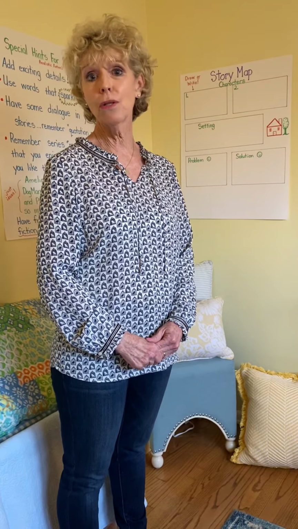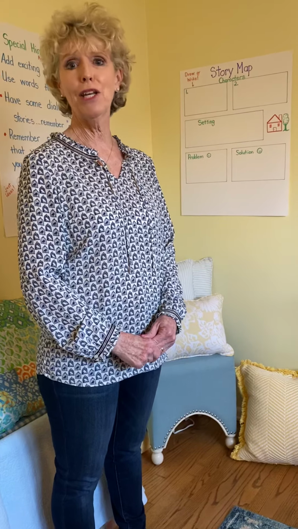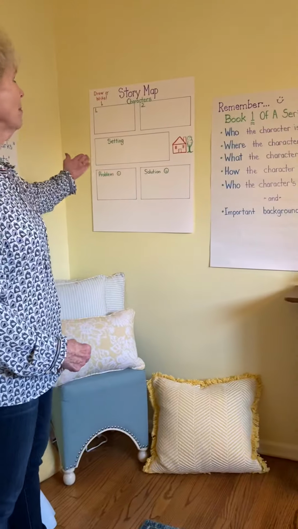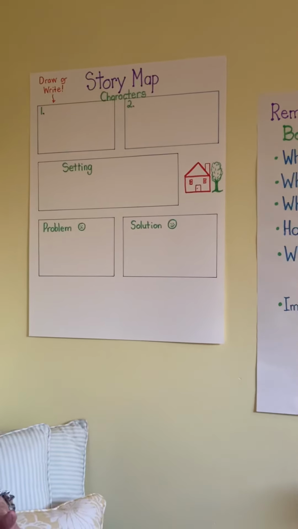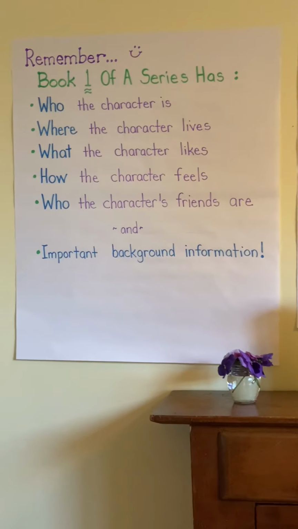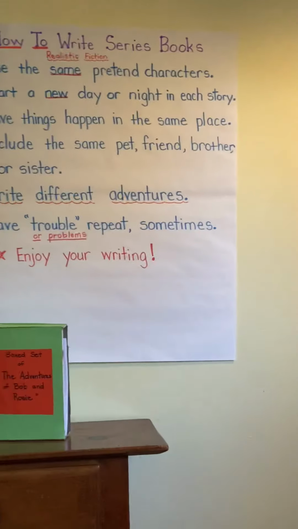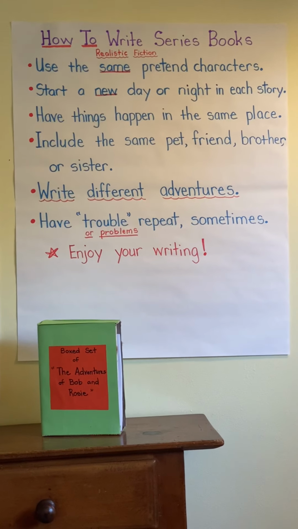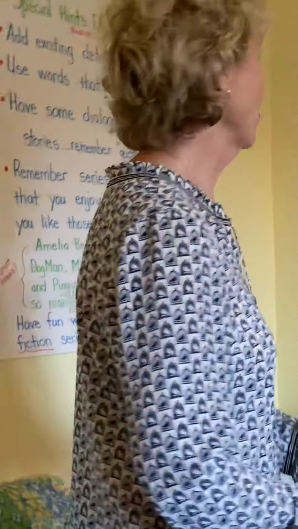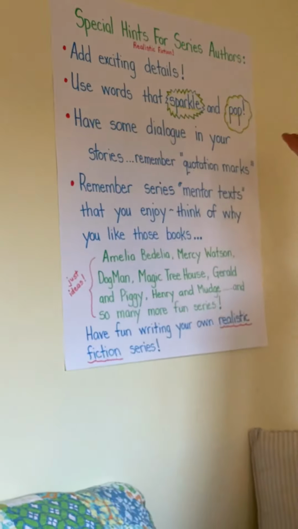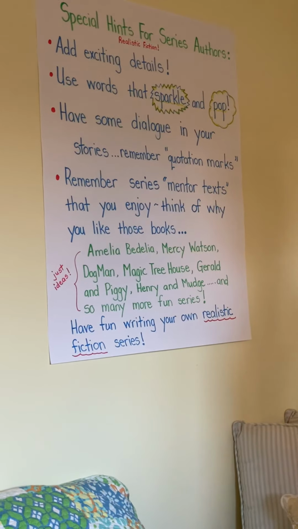Today we're going to talk about realistic fiction series writing for Writing Workshop. The first thing I want to do is to show you or just introduce you to 4 concept boards. Then we will come back and explain each one of them. The first one is a story map. It will help you stay very organized in your writing. The second one describes book 1 of a series. Our next concept board is how would I write a set of series books. And lastly, I have over here special hints for series authors.